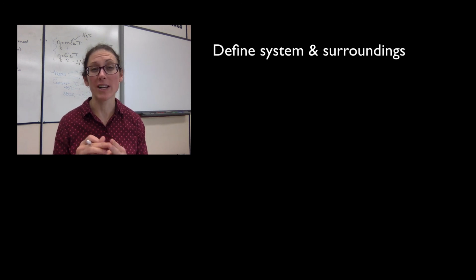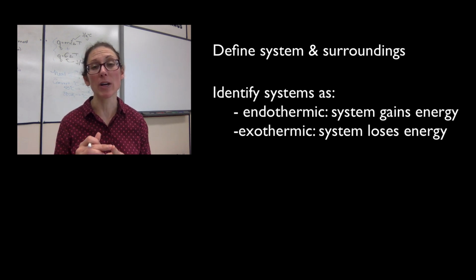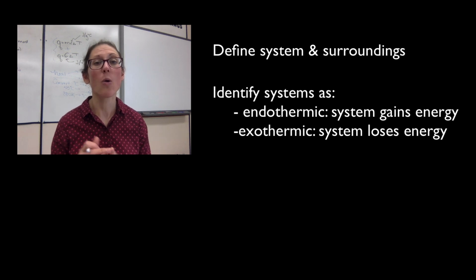So in sum, in this video, you should be able to tell me what the system is and what the surroundings is. And then once you define system and surroundings, you should be able to tell me whether a process is endothermic, the system gains energy, or exothermic, where the system loses energy.